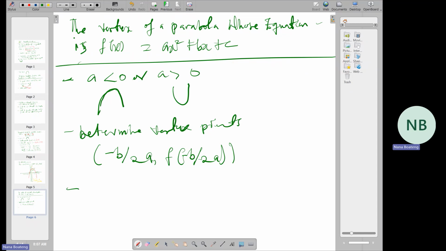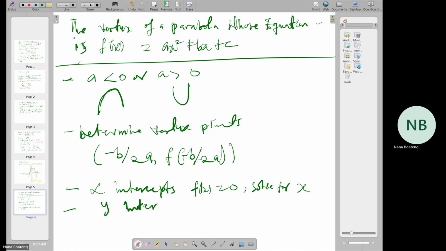Next we find the x-intercepts, which are obtained by solving f of x equal to 0 and solving for x. And the next thing is we find the y-intercept by substituting 0 for x.